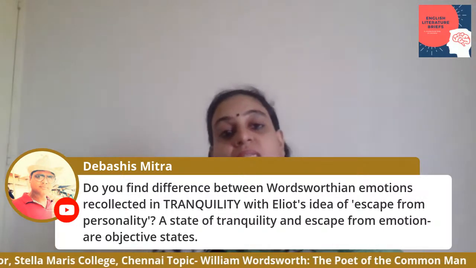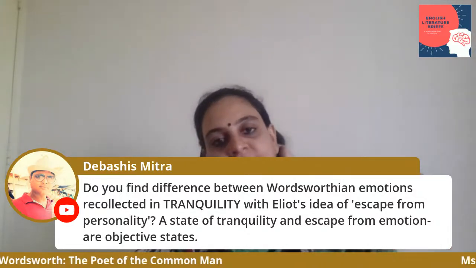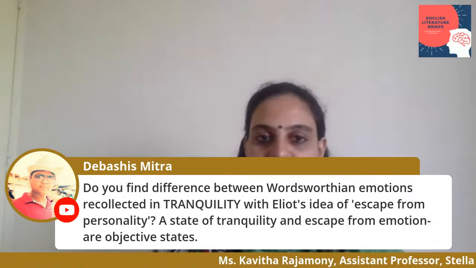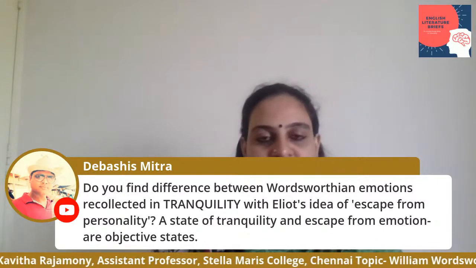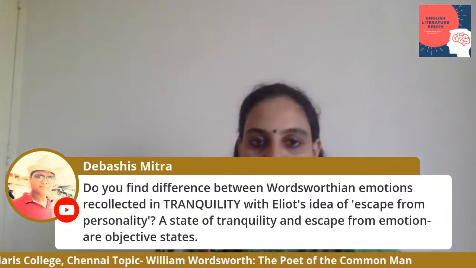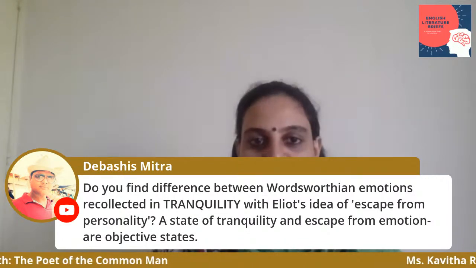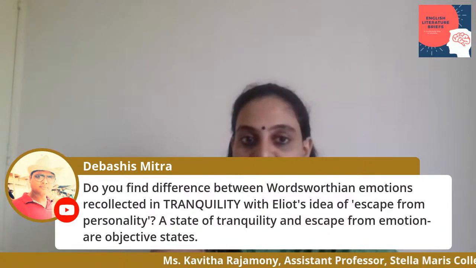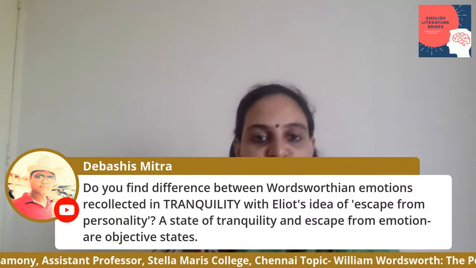Okay, now one of you has asked about how Wordsworth's emotions recollected in tranquility compare with Eliot's escape from personality. Now, when you look at Eliot in Tradition and the Individual Talent, he talks about depersonalization or impersonality. According to Eliot, a poet is somebody who does not involve himself in the process of poetic creation at all, in the sense that the emotions and experiences he has had in his life are completely different from the kind of emotions that he produces in his poems.